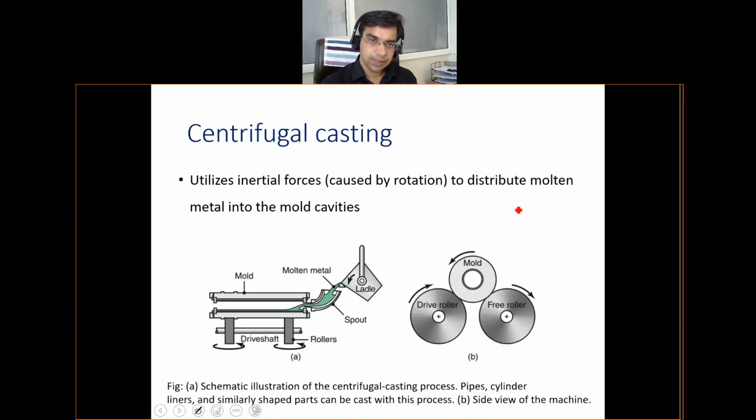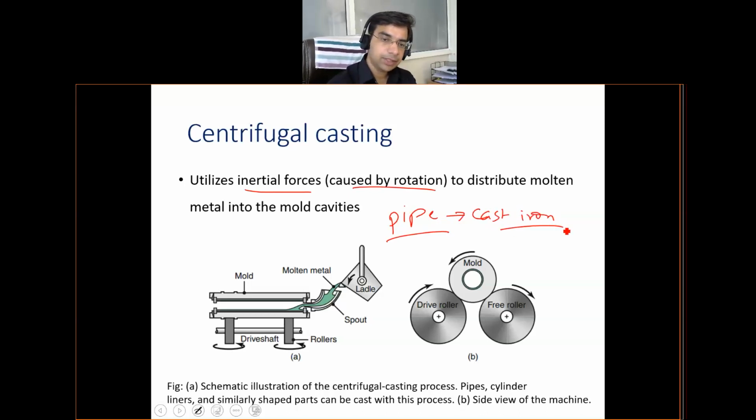Then this is the last process that we are discussing in the casting part. So this is regarding the centrifugal casting process. Centrifugal casting is a process which utilizes the inertial forces caused by rotation to distribute the molten metal inside the cavity. If you take the example of a pipe, these large pipes, say made of cast iron, can be made using this process.